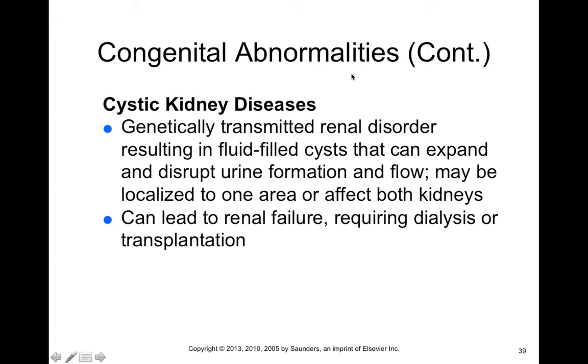Some other congenital abnormalities include things like cystic kidney disease. Cystic kidney disease is genetically transmitted and results in fluid-filled cysts that can expand and disrupt urine formation and flow. These cysts can be localized to one area. It can affect one or both kidneys, or they can be distributed throughout the entirety of a kidney. This can lead to renal failure if there's enough obstruction, and if so, this can require dialysis or even transplantation.